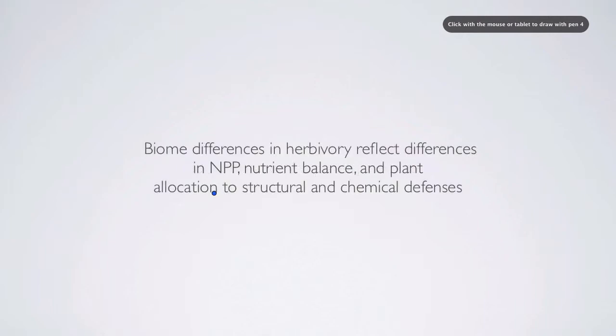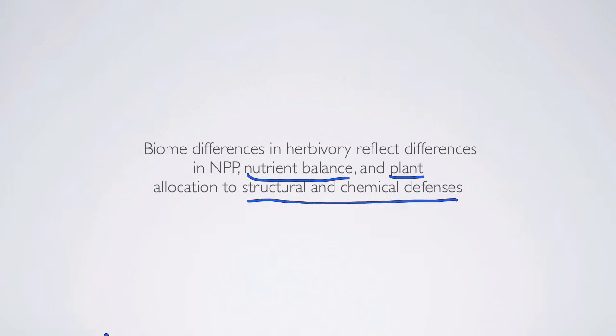Now, in the end, when we take a look across ecosystems, there's a 1,000-fold variation in the quantity of material that's consumed by herbivores. That's a lot of variation, and a lot of that is due to differences in primary productivity. But biome differences in herbivory reflect more than just differences in NPP. There's also differences in nutrient balance and plant allocation to defenses that really can alter your productivity.